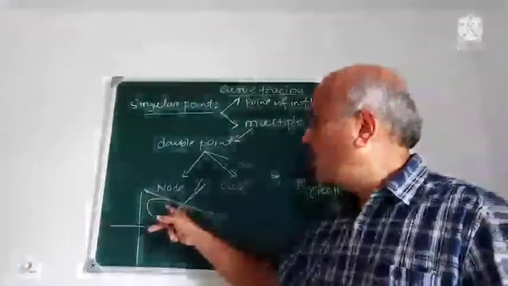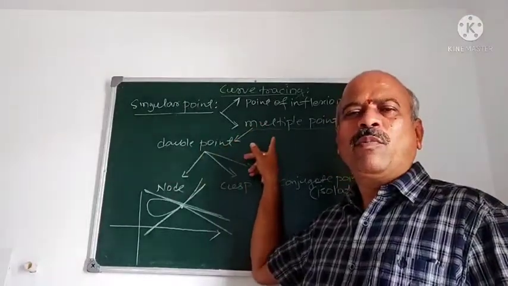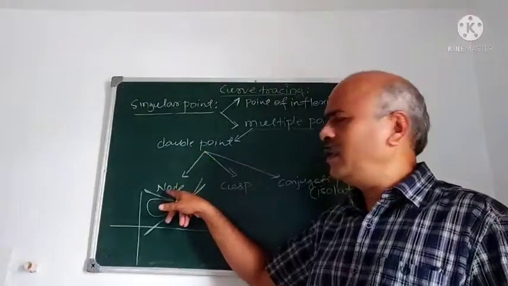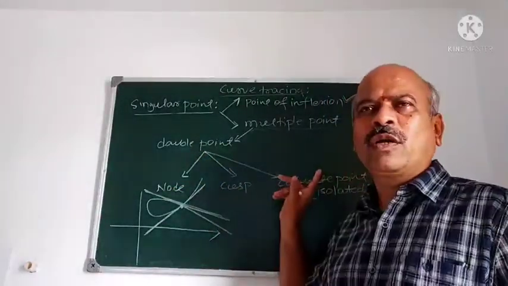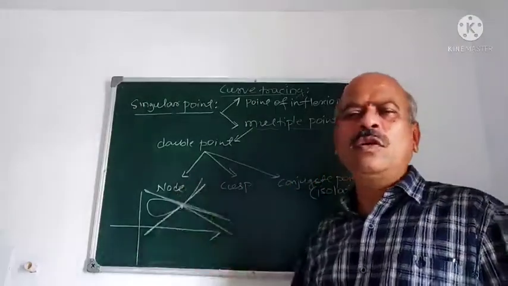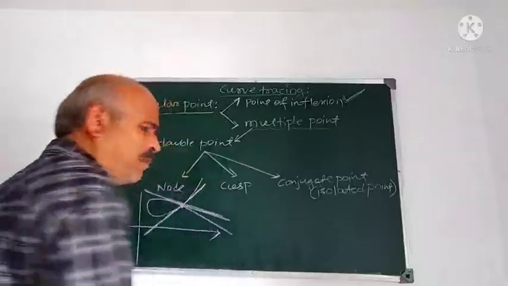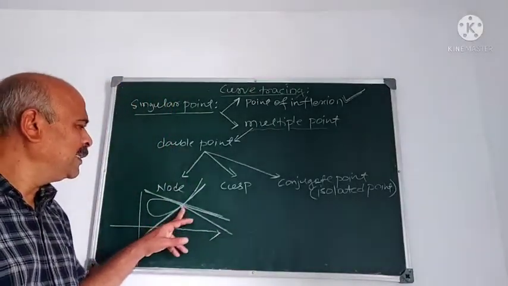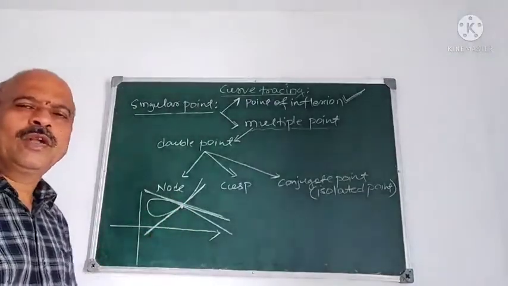Okay? Node. Here, multiple points are double points, triple points, a point of order r, and double points are important. They are further classified as node, cusp, and conjugate point or isolated point. What is a node? A node is a double point where the tangents at that point are real and distinct. That is called a node.